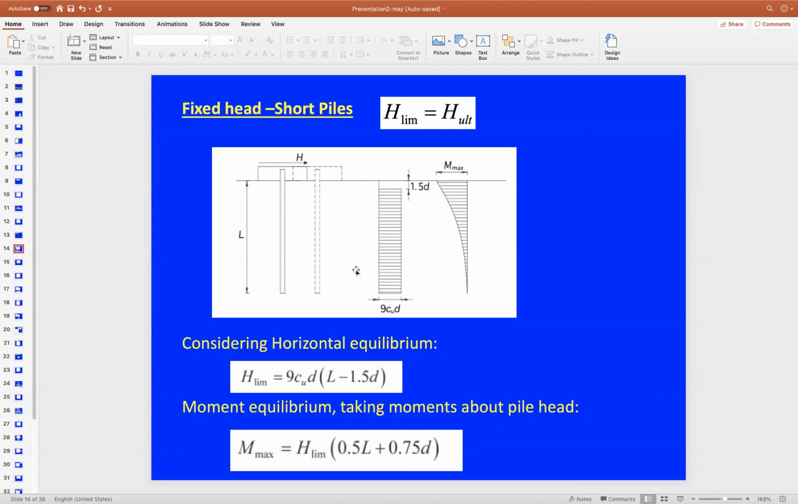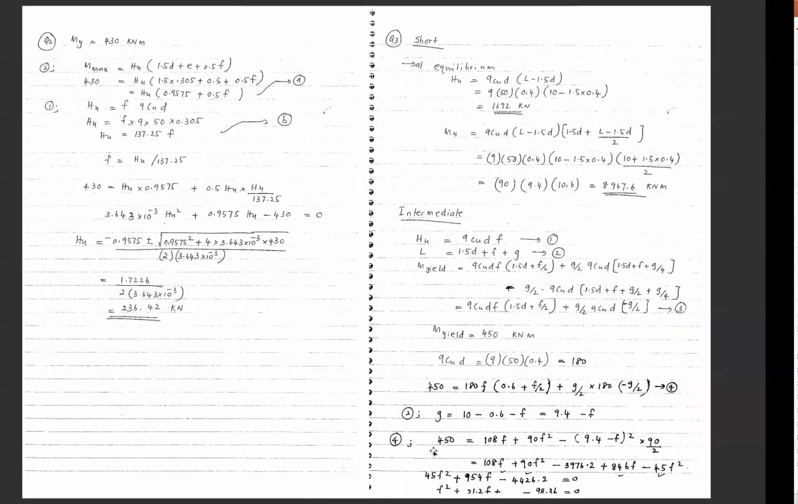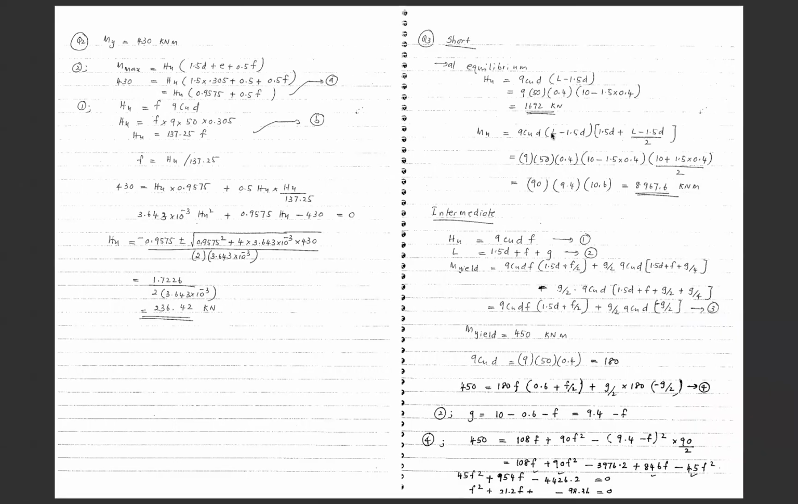And the sum of the moments, because we have two forces in the system, we can take the sum of the moments, and that will give us this equation here. M maximum is equivalent to the H ultimate we have determined here, multiplied by 0.5L plus 0.75D. The derivation of this equation is already given in the solution here. And this is the M ultimate, or the M maximum value, and all the values are given here.